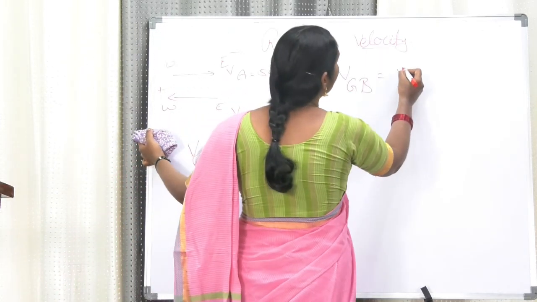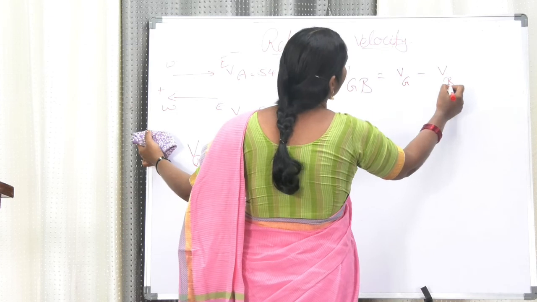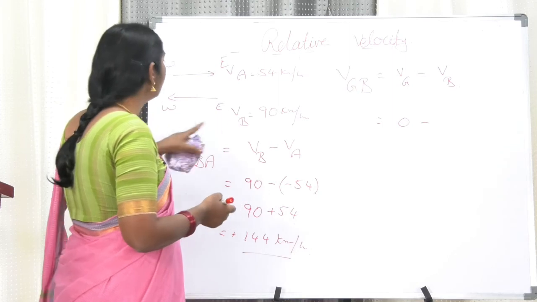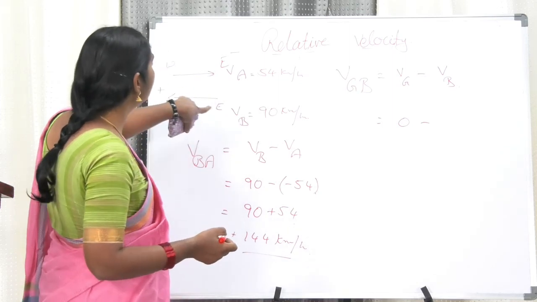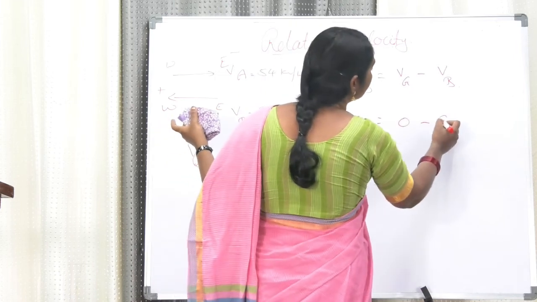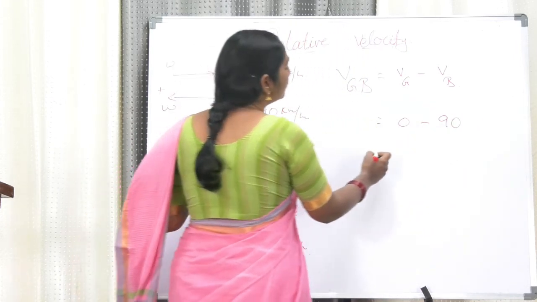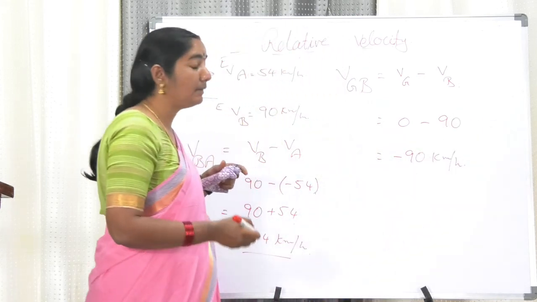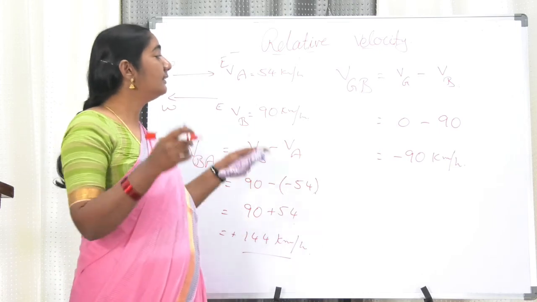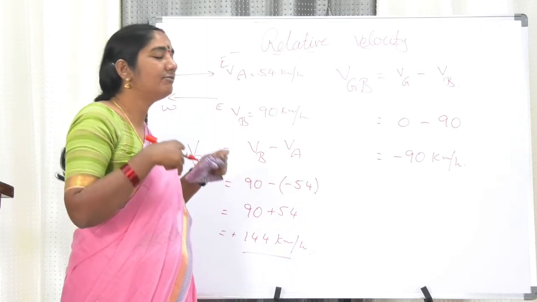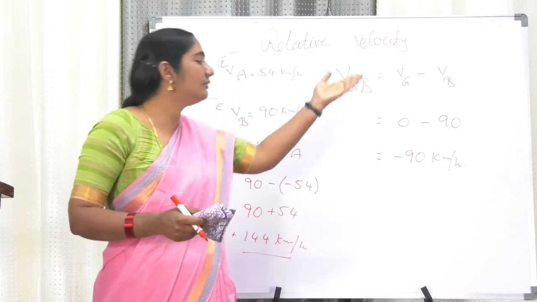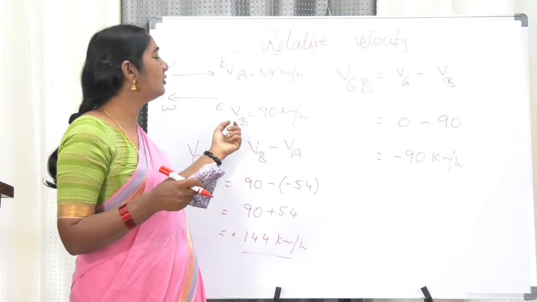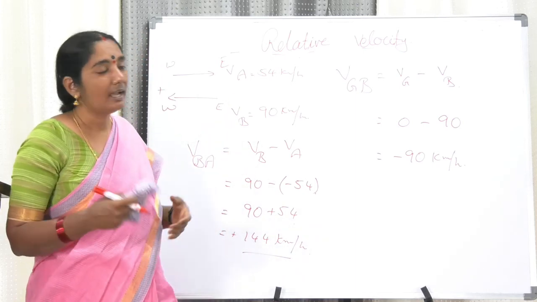Now, velocity of the ground minus velocity of B. Velocity of the ground is always 0 because the ground is not moving. Minus, in this direction it is going with 90, and we have taken this as positive, so that is equal to minus 90 kilometers per hour. Means the fellow who is standing on the ground is feeling as if he is going in the direction of east with this speed, and also he feels that B is at rest according to him.